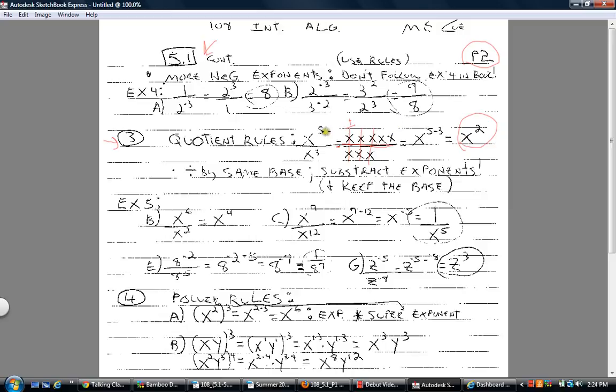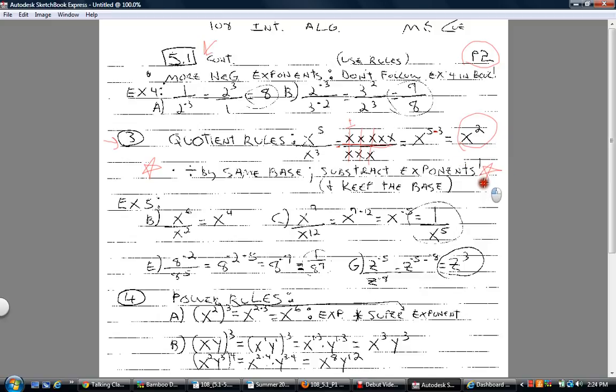Look at the pattern. Look at the 5, look at the 3, look at the exponents. What did I do to get to the 2? I, class, did what? Subtract. So, here's what you say in English in your brain and burn it in. When you divide by the same base, subtract the exponents. Keep the base and subtract the exponents.